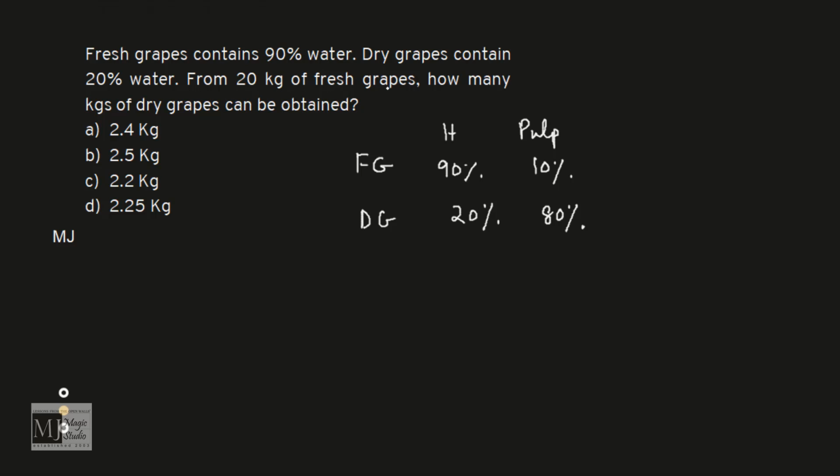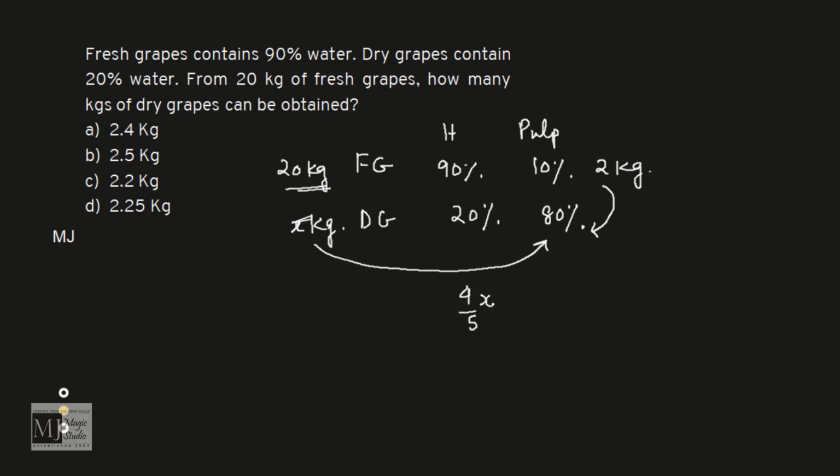From 20 kg of fresh grapes, how many kgs of dry grapes can be obtained? That is x kg. So 10% of 20 kg is how much? 2 kg. So we are getting 2 kg pulp, which should be 80% of x, isn't it? That's the simple equation we need to fit in. 80% of x is equal to 2 kg. So 80% is 4/5. 4/5 of x is equal to 2 kg. Therefore, x is equal to 10 by 4.